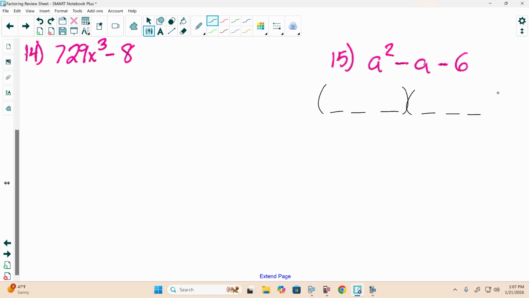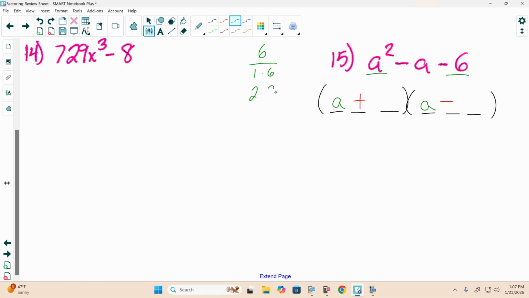2 sets of parentheses with 3 spaces. If the third term is positive, the signs are the same and match the sign of the middle term. If the third term is negative, the signs are opposite. Well, here the third term is negative, so our signs are automatically opposite. One's positive and one's negative. Once we get to this point, we're going to find the factors of the first and third terms. The only factors of a squared is just going to be a and a. No other choice. Factors of 6.